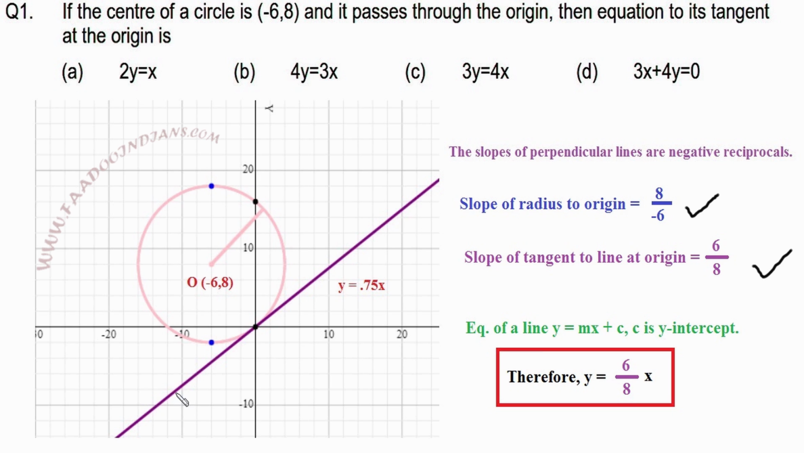Then the equation of the line is given by y equal to mx plus c, the tangent equation. c is the y-intercept, which is 0 here. Therefore, placing the values, we get y equal to 6 over 8 x. And when we simplify it further, it is 4y equal to 3x. That was your first question.